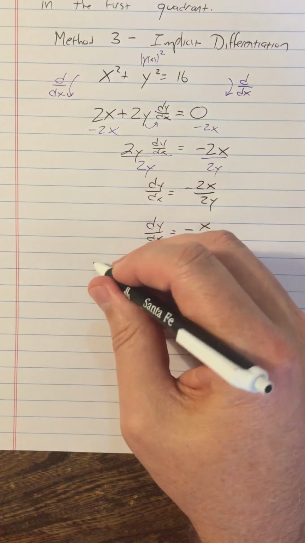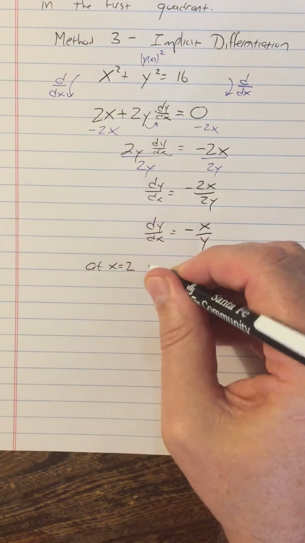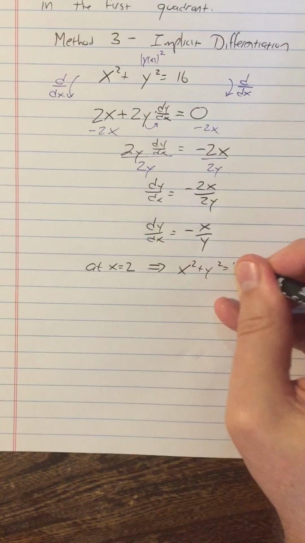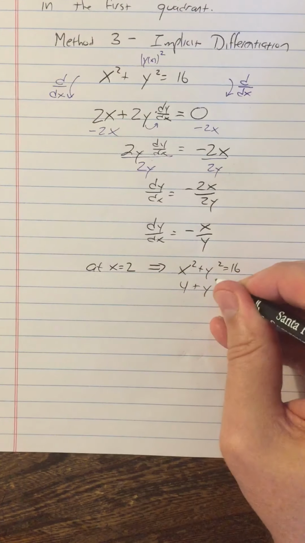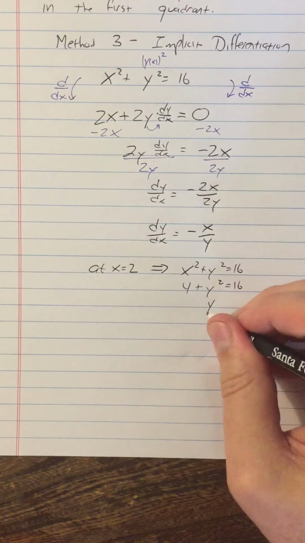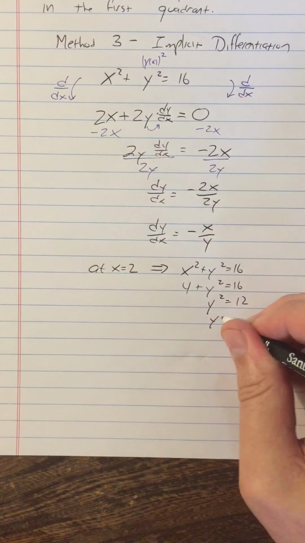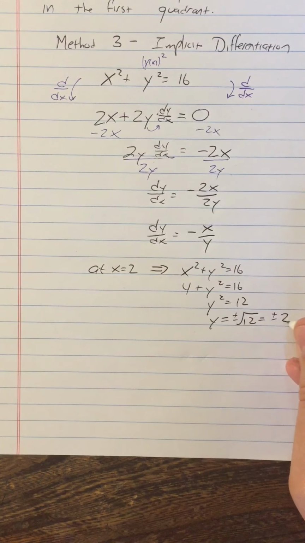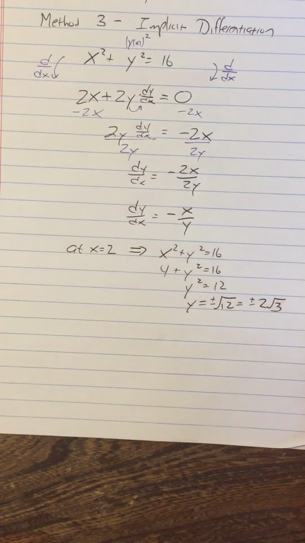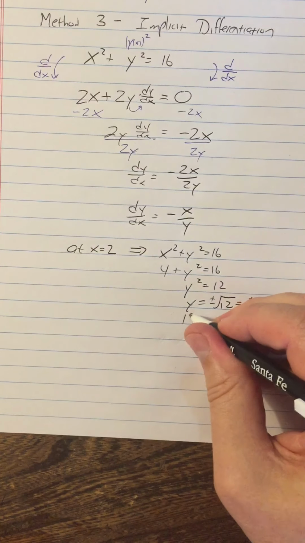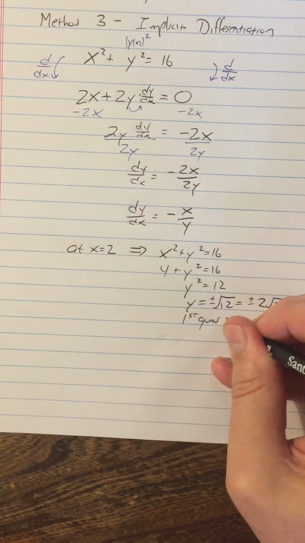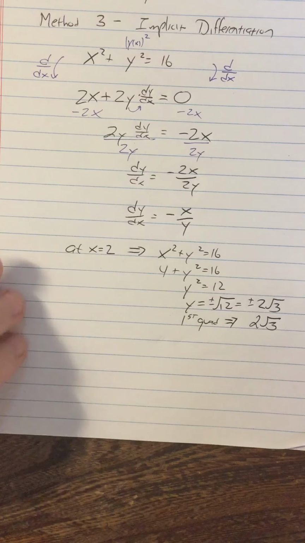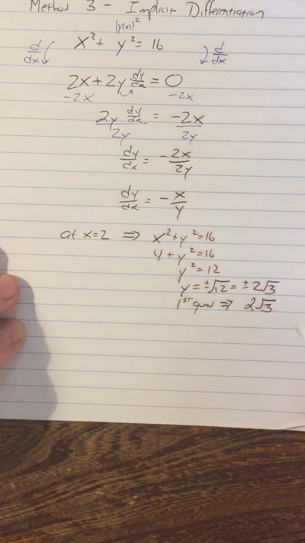So we know x equals 2, and then here's the thing. We have to find out what y is. x squared plus y squared equals 16. 4 plus y squared equals 16. y squared equals 12. y equals plus or minus the square root of 12, which is plus or minus 2 square root 3. And because we're in the first quadrant, we're going to choose the positive 2 square root 3 for y. All right, then we can plug our x and our y in here.